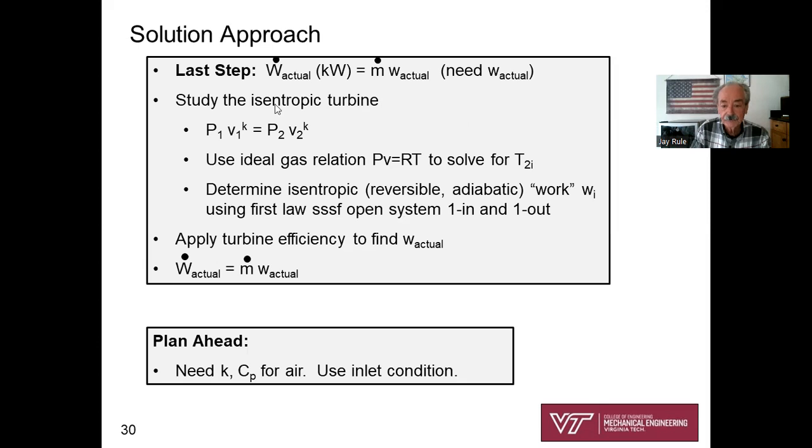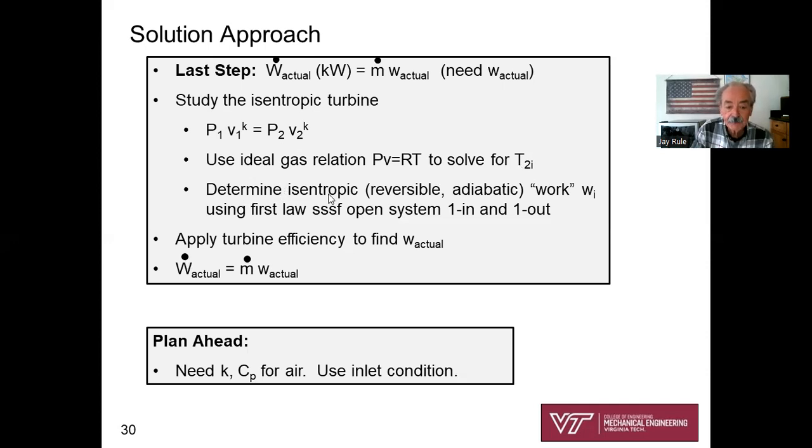Here's our approach. Our last step, we're looking for W actual. We'll multiply that by m dot to get W dot actual, the power. We're going to study the isentropic turbine, and we're going to apply this isentropic relationship for ideal gas constant specific heat: P1 V1 to the K equals P2 V2 to the K, and we're going to derive what T2 isentropic is. So we're going to get one equation and one unknown for T2 isentropic equals a formula. And we're going to derive it. We're not going to look at the formula sheet.